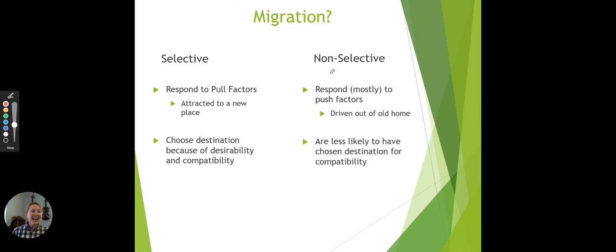So a non-selective migrant typically is fleeing some kind of condition in their home country or in their home space. Sometimes they're internally displaced. But a non-selective migrant, for instance, might be leaving their home country because they're facing plague or famine or war or starvation or unemployment.